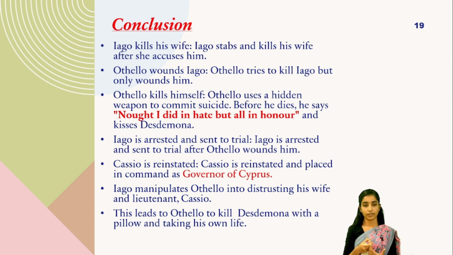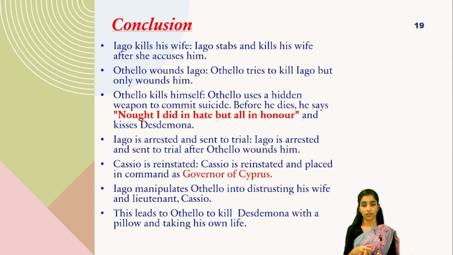Emilia's accusations, he comes to know the truth. Then Othello kills himself because he failed to understand Desdemona's true love, and after stabbing himself he says, not I didn't hate but all in honor, and then he kisses Desdemona. Iago is arrested and sent to trial, because it was heard that everything was completely his misinterpretation. Cassio is reinstated and placed as governor of Cyprus.